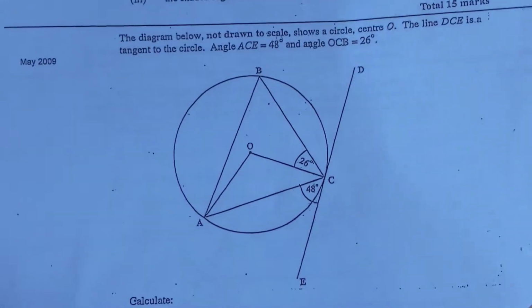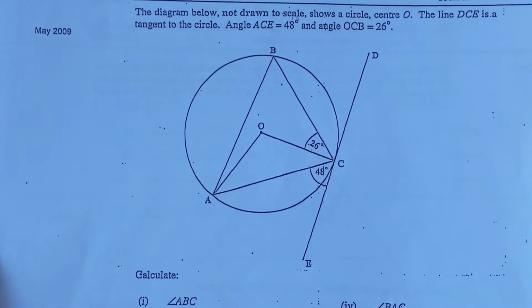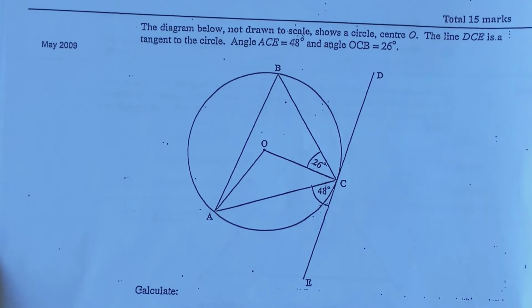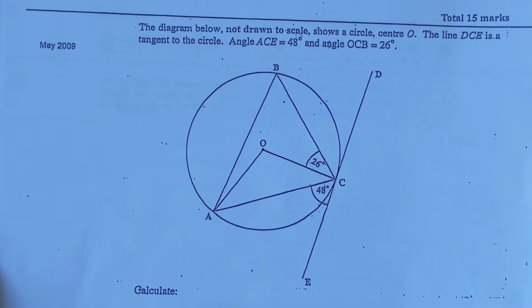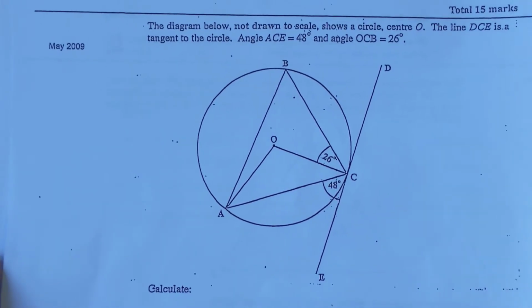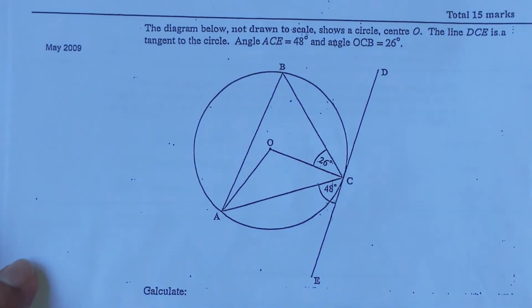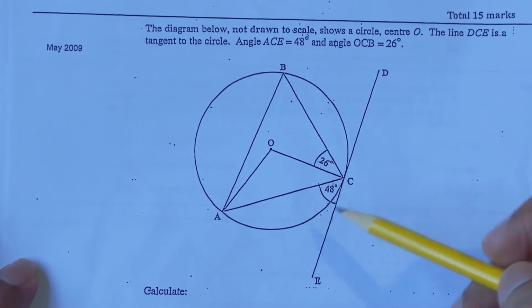So the first one we're going to look at is May 2009. Hopefully you can see it there. So this is the diagram. I'll zoom out a little bit and lift it up so we can see it better. The diagram below, not drawn to scale, shows a circle center O. So we do have a center of the circle.